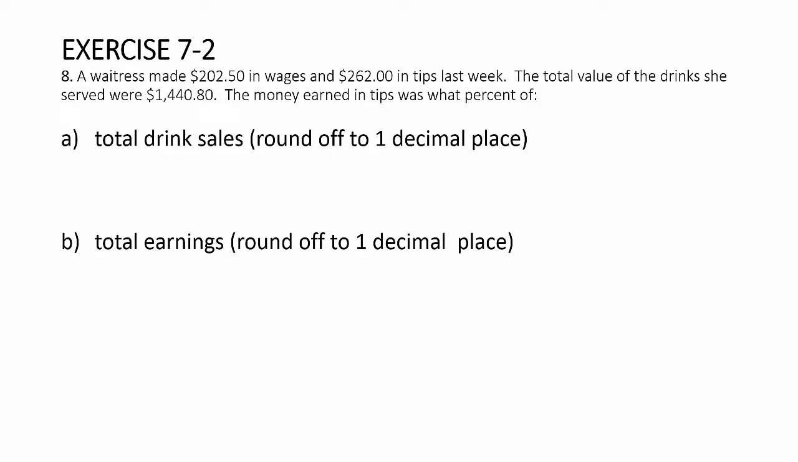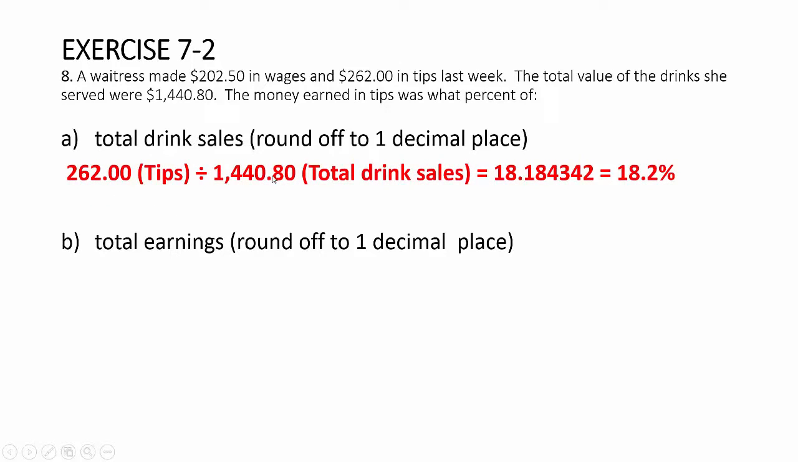We will first try to figure out her money earned in tips as a percent of her total drink sales. So her total drink sales was $1,440.80. So we will take her tips, we will divide it by the total drink sales, we get the unrounded answer, and round it off to one decimal place. We see that she indeed earned 18.2% of her total drinks served in tips.